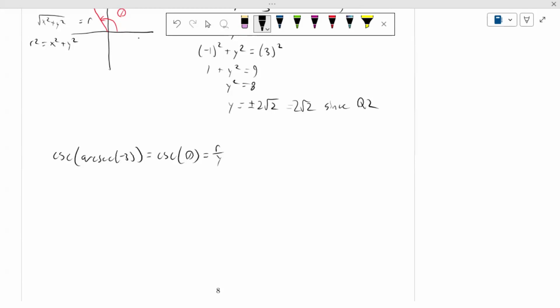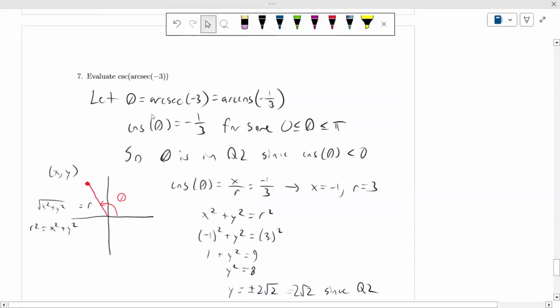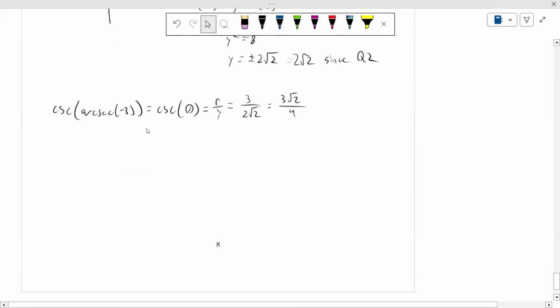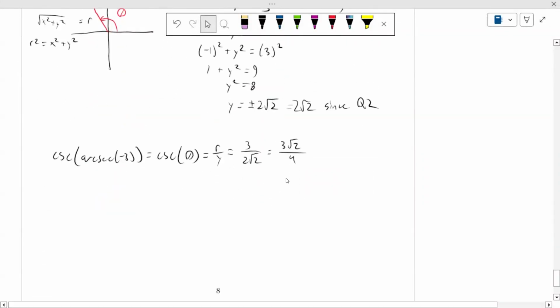All that test 1 stuff. So my r was equal to 3, and my y was 2 square root of 2. Now I have to rationalize it, so I'm going to get 3 square root of 2 over 4. And that's what cosecant of arcsecant of -3 is: 3 square root of 2 over 4. Was it cosine? No, it's cosecant. It's a bit fuzzy, so it's kind of hard to see. Any questions on that, though?